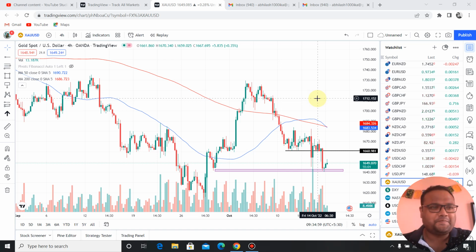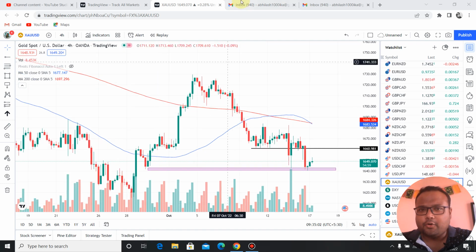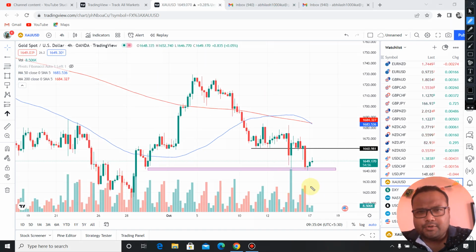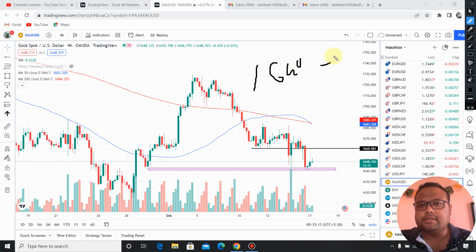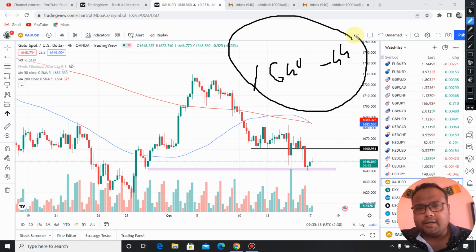So let's get started. The market is open, and after the market opening, we saw some sort of recovery on the chart of gold. As we have been discussing for the last couple of days, we have a support zone around 1640 to 1644, and the market closed at the support. So the market opening was extremely important for us, and after the opening we saw that the market somehow took support and tried to show some recovery. Right now, gold is standing at 1648.49. This is the current market price of gold.